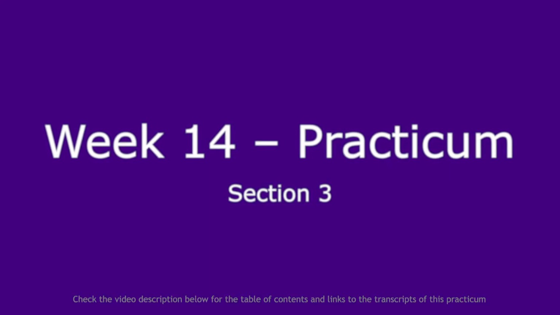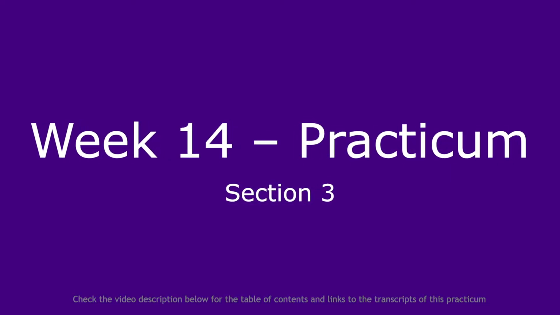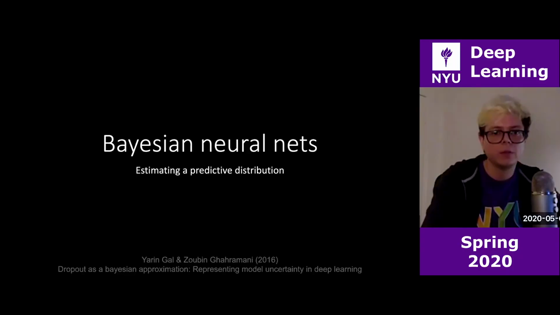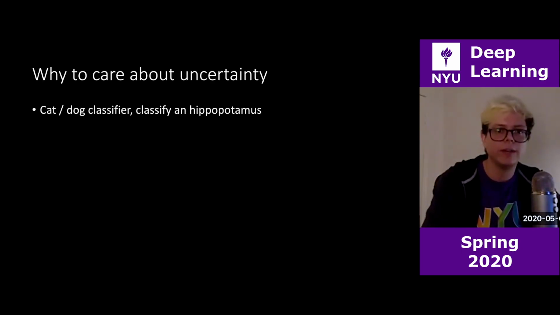All right, so while the L2 is training, I'll just show you a quick overview about Bayesian neural nets. So estimating a predictive distribution. Why care about uncertainty? Many reasons. If you have a cat-dog classifier and you show a hippopotamus, the network is going to tell you, oh, this is a dog. No. It doesn't know, it cannot tell you, oh, this is not of any of the above, right?